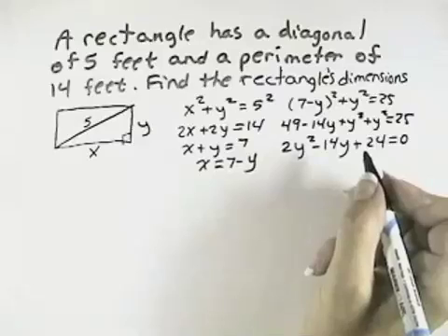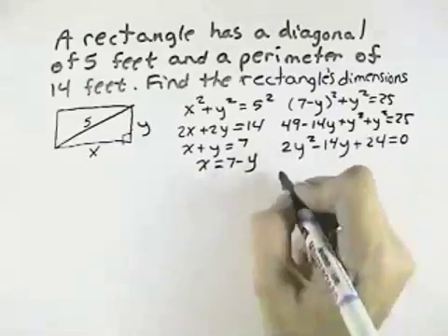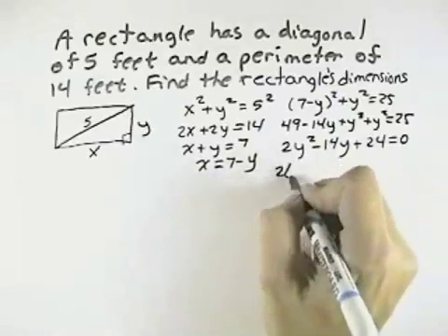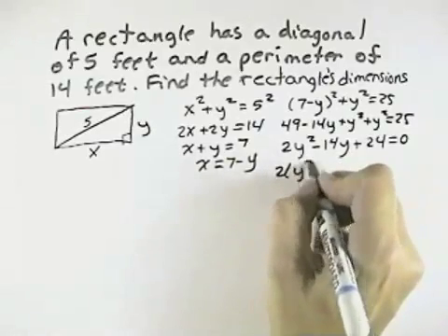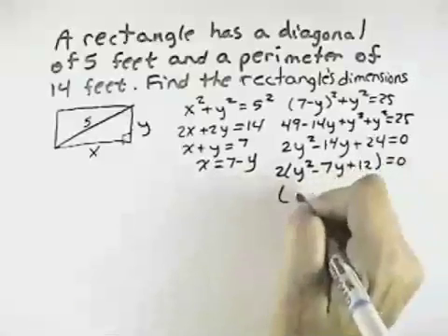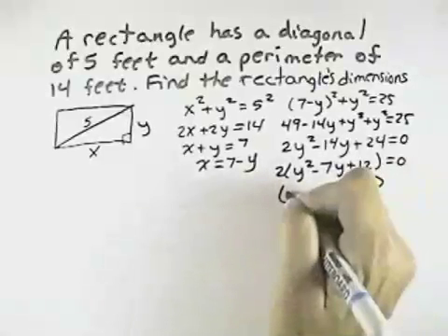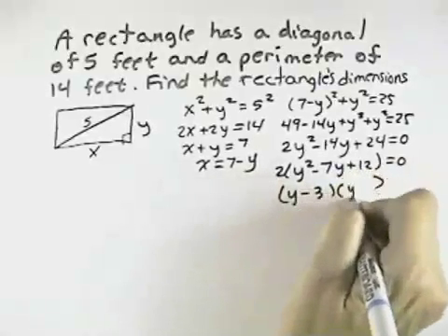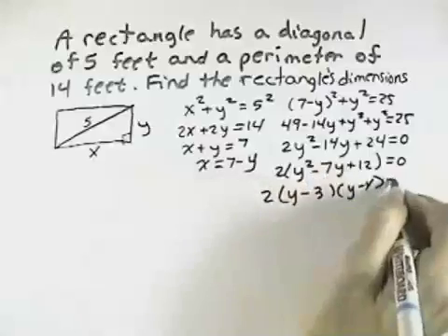I can factor a 2 out of this to have 2 times y squared minus 7y plus 12 equals 0, and see that this now factors into y minus 3 times y minus 4.